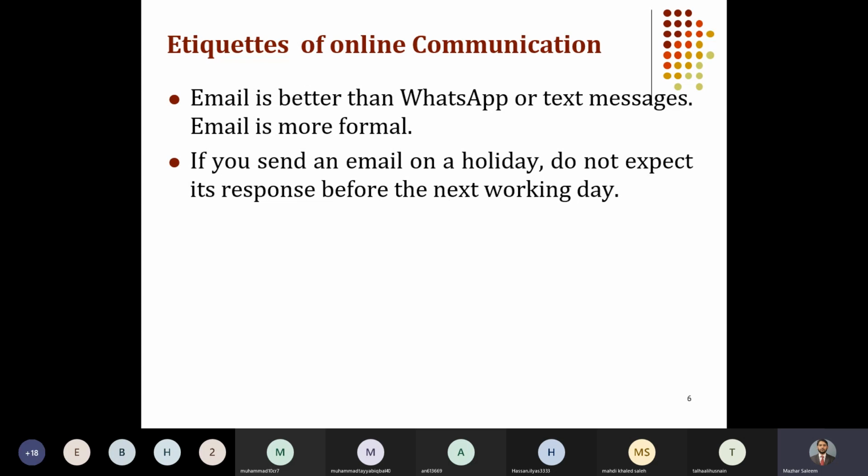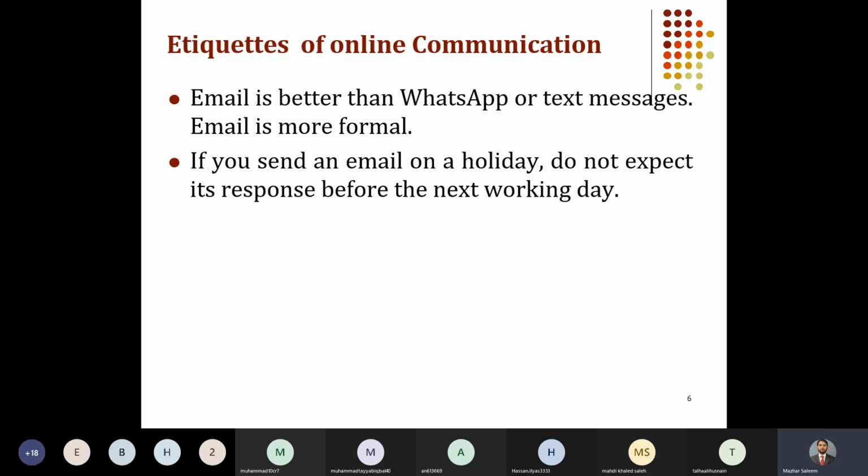If you are sending an email on the weekend, do not expect its answer before the next working day. If any assignment is due on Monday, or if you have an exam on Monday and you expect that you might have some questions to ask, then try to ask those questions on the Wednesday or Thursday before the weekend, so that you can get the answer by Friday. Because everybody, whether it's your employer or your teacher, they have a professional life and then they have a personal life. Weekends or holidays are for personal work.